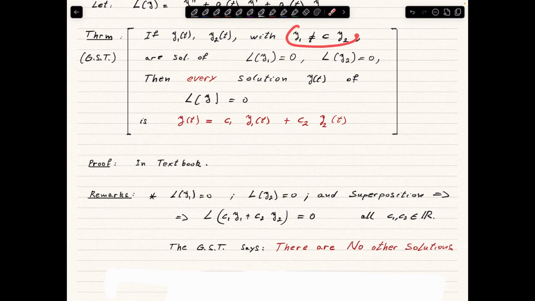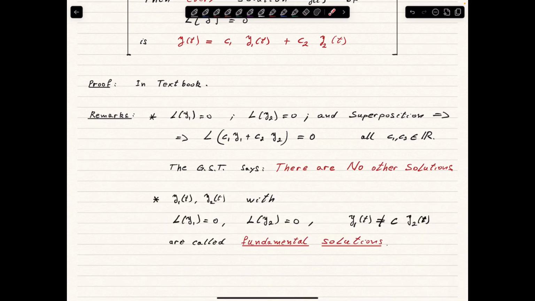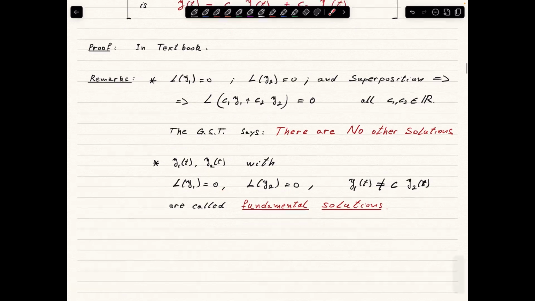The non-proportionality and the fact that they are solutions give us all the solutions. So we call any two functions with those properties, any two functions that are solutions of the equation and are not proportional to each other, fundamental solutions. So let's see how this fundamental solution looks like.